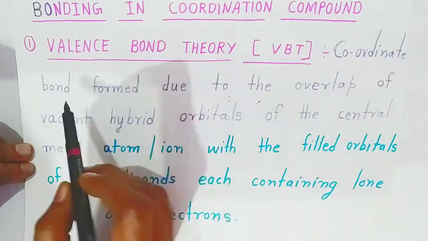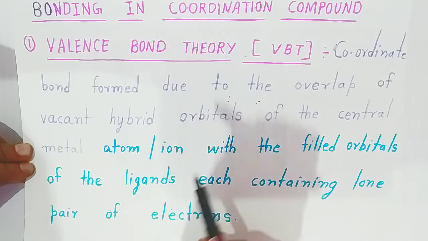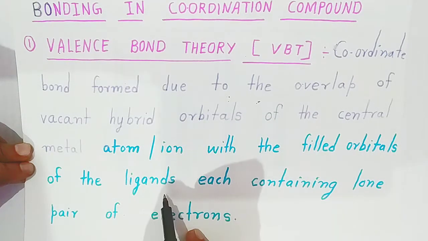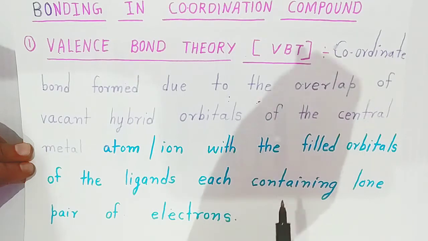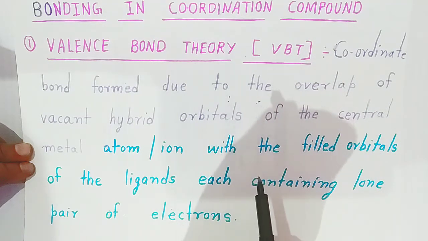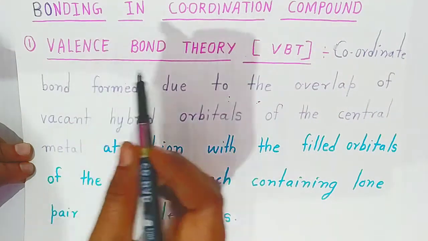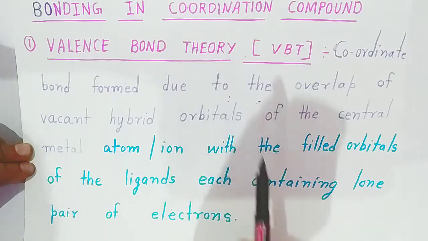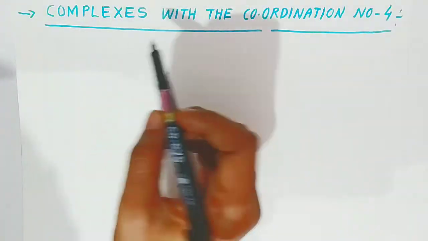The coordinate bond is formed due to the overlap of the vacant hybrid orbital of the central metal atom, which may be an ion, with the filled orbital of the ligand, each containing a lone pair of electrons. That means two electrons, one pair, are given by the ligand. All the pairs are given by the ligand. When the bond is formed this way, it is called a coordinate bond, and because of this it is called valence bond theory.